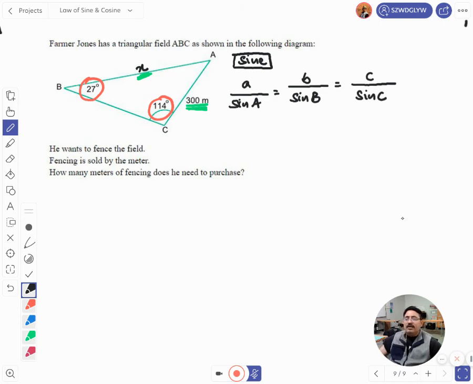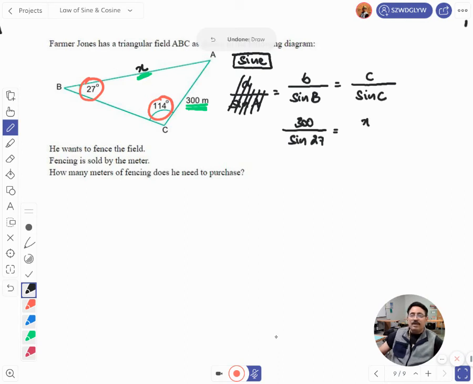A means the side opposite to A. It's not given. So let me drop this part. Here, the side opposite to B is 300 over, what is sine B means? It is sine angle B is 27. Next, coming to C, so C is, you see that it is x. Therefore, x over, what is sine C means? Sine 114.